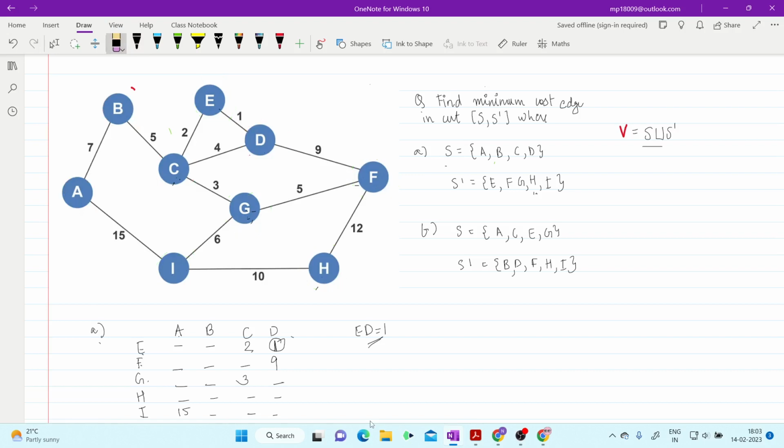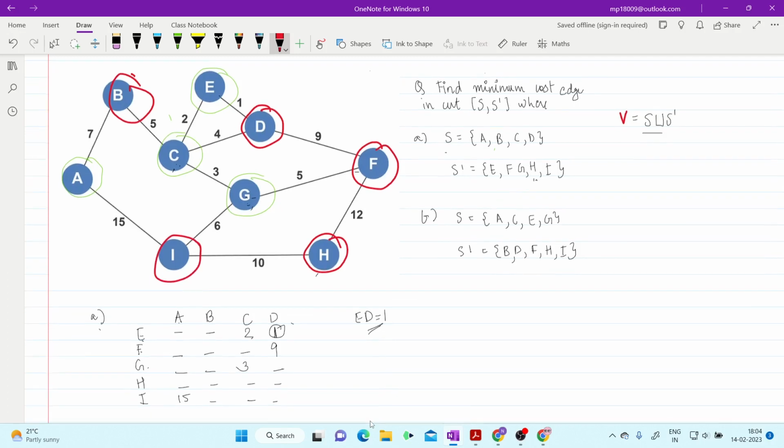Yeah. So we have this other cut. First is A, C, E, G. And the other cut is B, D, F, H, I. So in this example, maybe by inspection, without drawing the table, can you tell me what will be the minimum cost edge for this partition, for this cut? Maybe you can draw it in your notes also.